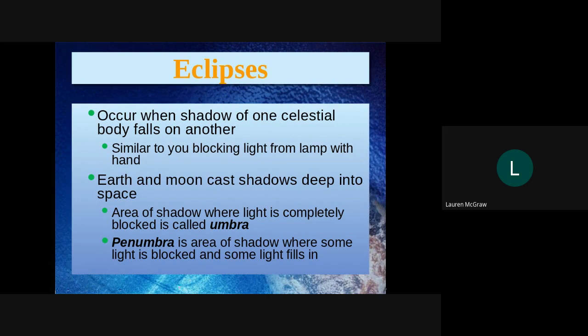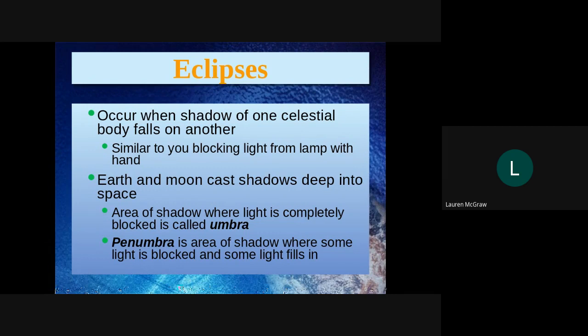What this would be similar to is you blocking light from a lamp with your hand. If you put your hand up and shade the light that's coming down, the further your hand is from your face, the shorter that shadow actually is and the less light you'll block out. When you get closer to your face, the shadow gets a lot darker because the shadow actually falls on your face. And this is kind of what happens in space.